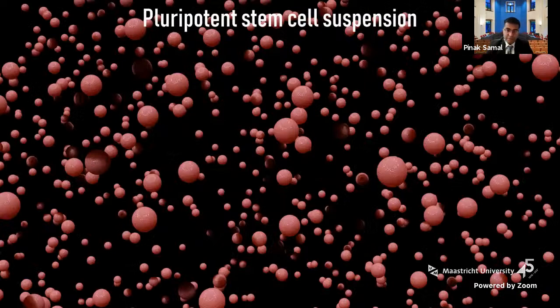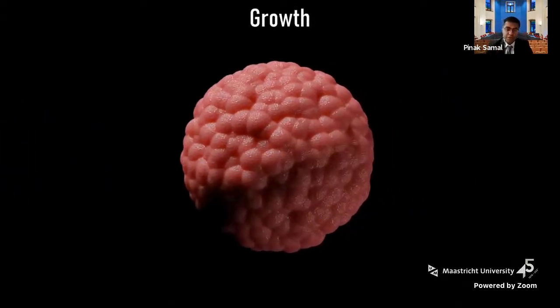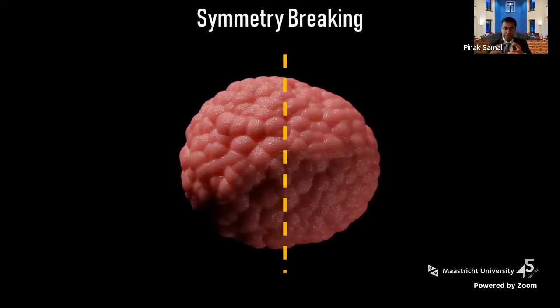So in the work describing the thesis, we start in some of the chapters with the free floating single cell suspension of pluripotent stem cells. We let them aggregate together. And over a period of time, this aggregate grows in size. Now you would assume that this aggregate will continue to grow in all the directions, but this does not happen. And what happens is the aggregate breaks symmetry. So one end of the aggregate starts behaving differently than the other.